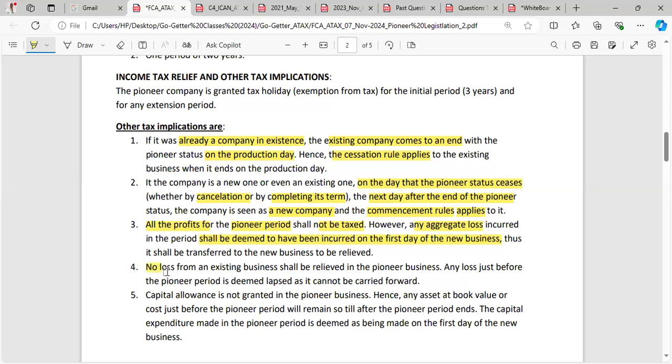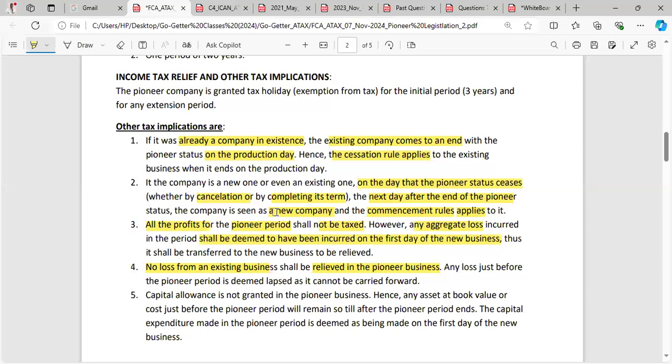Now, no loss from an existing business shall be relieved in the pioneer business. If you make a loss before you went into pioneer, you will deal with your loss. You will not carry it into the pioneer business. Why? Because what's the point when you're not being taxed? Why would you carry losses inside? It's of no use. So you will deal with the losses.